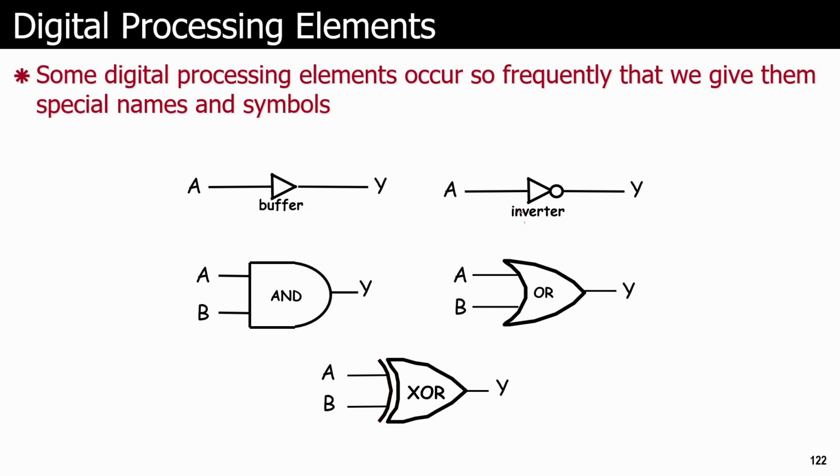We have an inverter, which will send the inverse of A out. So if we have a 0 in, we'll get a 1 out, and vice versa. We have an AND gate that does a logical AND between A and B.